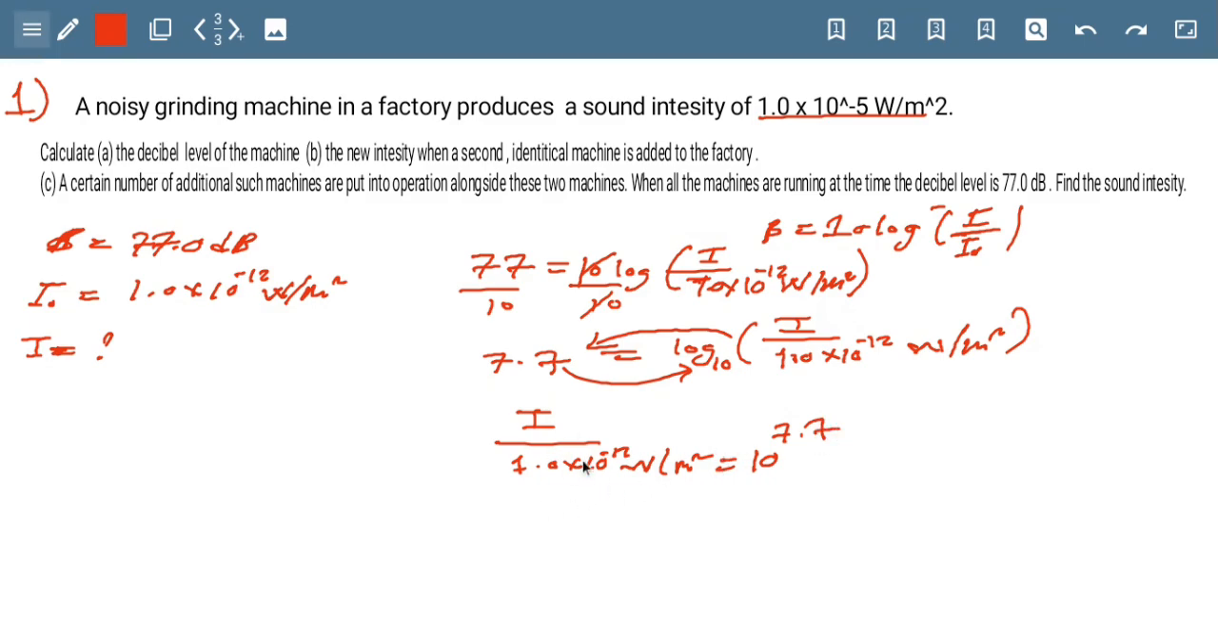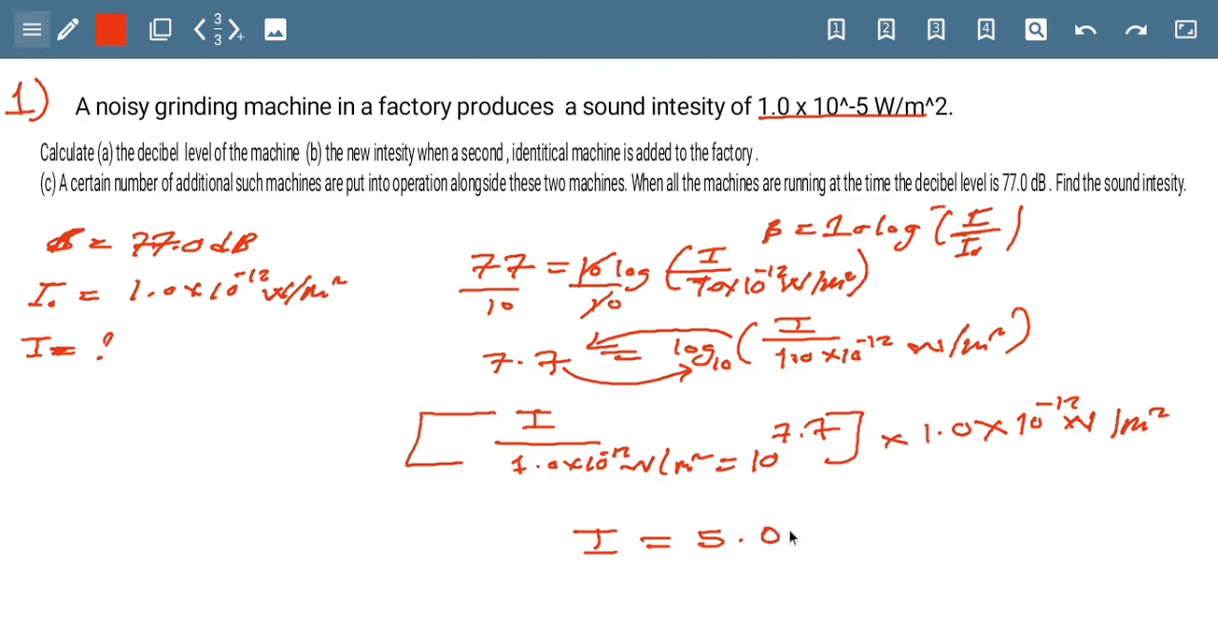Then from there, I can multiply throughout by 1.0 × 10^-12 watts per meter squared, so that this one and this one cancel each other. Then the intensity, when I multiply, is going to be 5.01 × 10^-5. Since it is intensity, it is measured in watts per meter squared. So this is how you're supposed to answer this one. Thanks for watching.